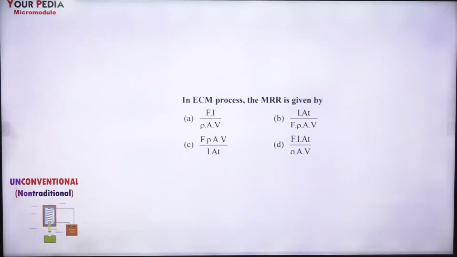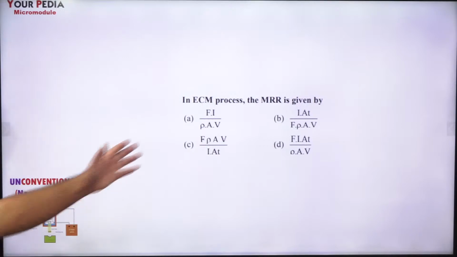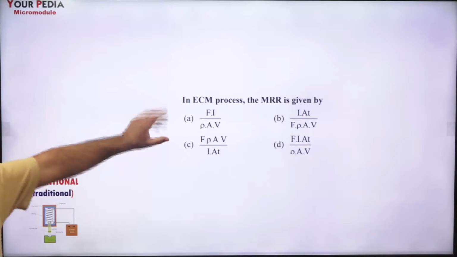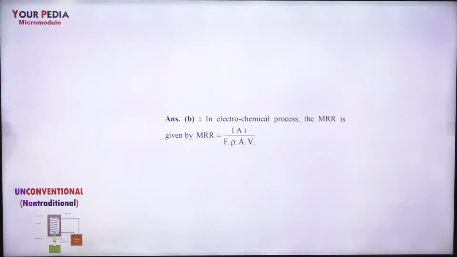Okay, material removal rate is given by. Tell me about this formula, electrochemical machining में. So in electrochemical machining, what is the material removal rate? How do you calculate? Which one is the formula? Okay, so Ajay is saying B, Ajit is saying B, and I think Ajay now is saying A. Answer for this is B, IAT over F rho AV, material removal rate.